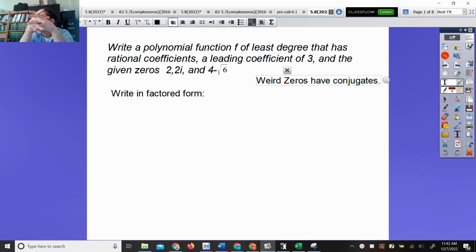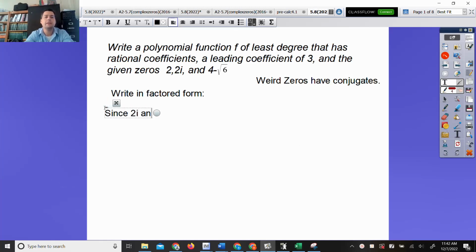And 4 minus root 6. What's weird? The 2i and 4 minus root 6. I mean, you don't really know what those are, do you? 2i is 2 square roots of negative 1. That's what it is. 4 minus root 6, all I can tell you is it's negative. Actually, can I even tell you that? No, it's not. It's actually positive. That's about all I can tell you. It's a little over 1 maybe. But those are weird.